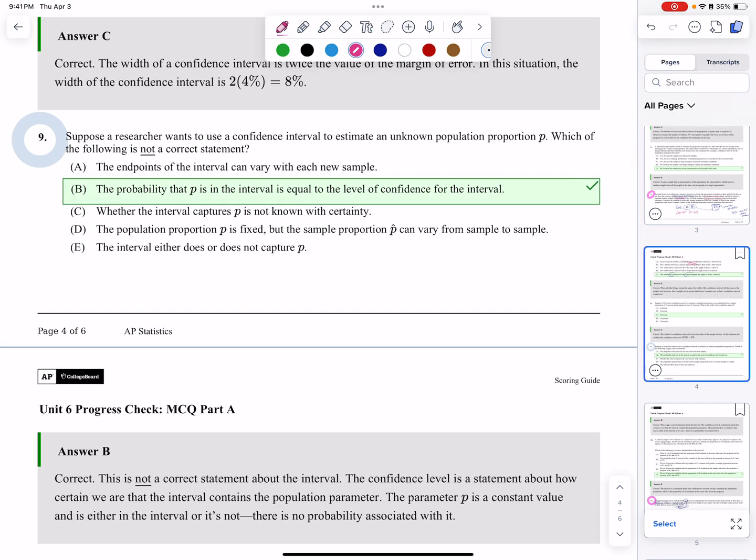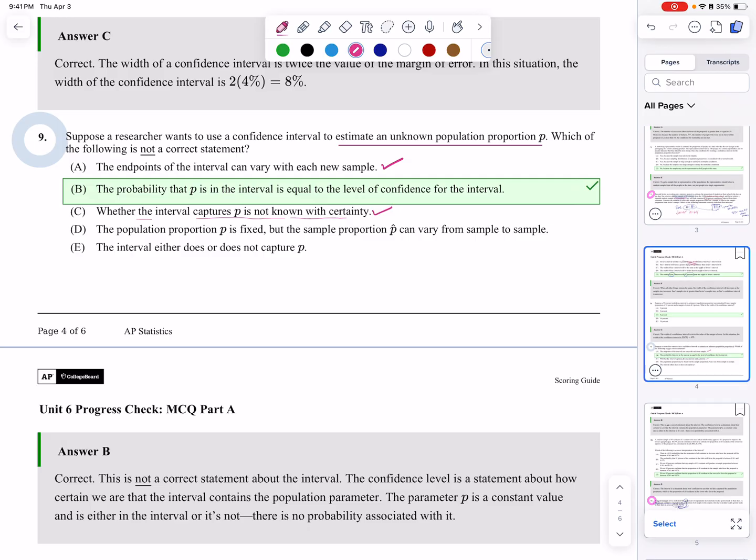Which of the following is not a correct statement? I'm wanting a researcher to use a confidence interval to estimate the unknown population proportion p, so I want which one's incorrect. The endpoints in the interval can vary with each sample. Of course it can. Each sample is going to be a little bit different. Whether the interval captures p is not known with certainty. Exactly. That's why I'm only 95% confident, or 90.